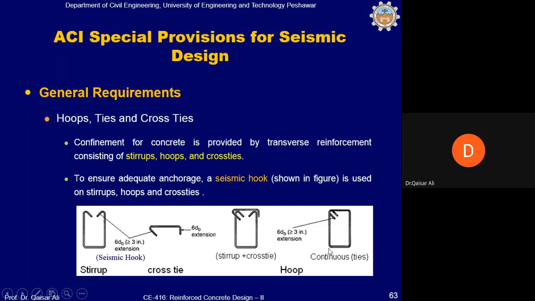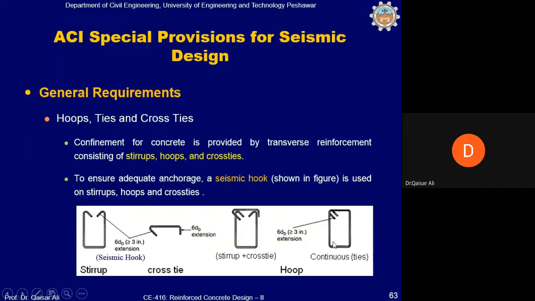And when this closing of the stirrup does not occur due to the cross tie, but rather it occurs due to the closing of the stirrup itself, by starting from one point and then completing the full cycle, coming out and then ending here again. So this stirrup is being closed by one single bar.